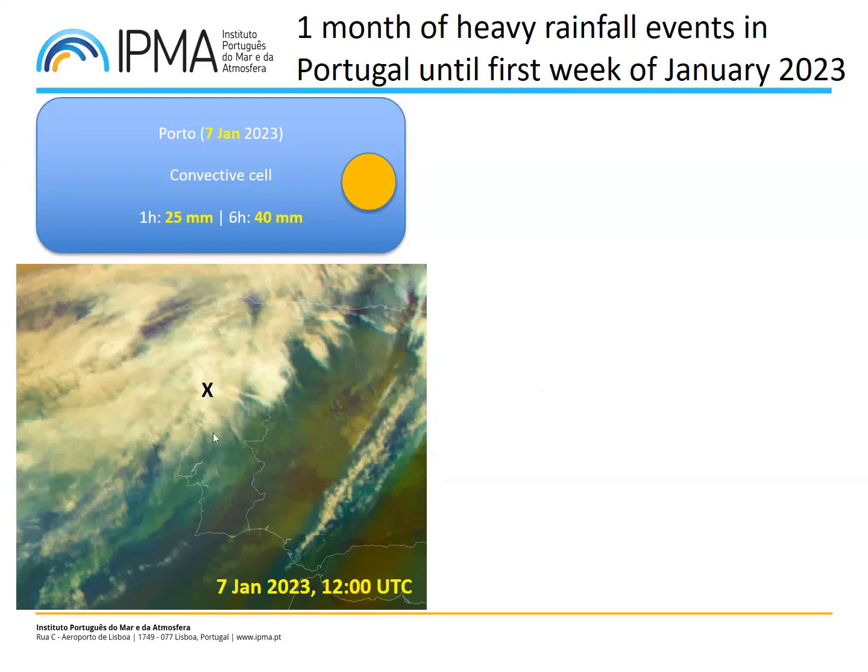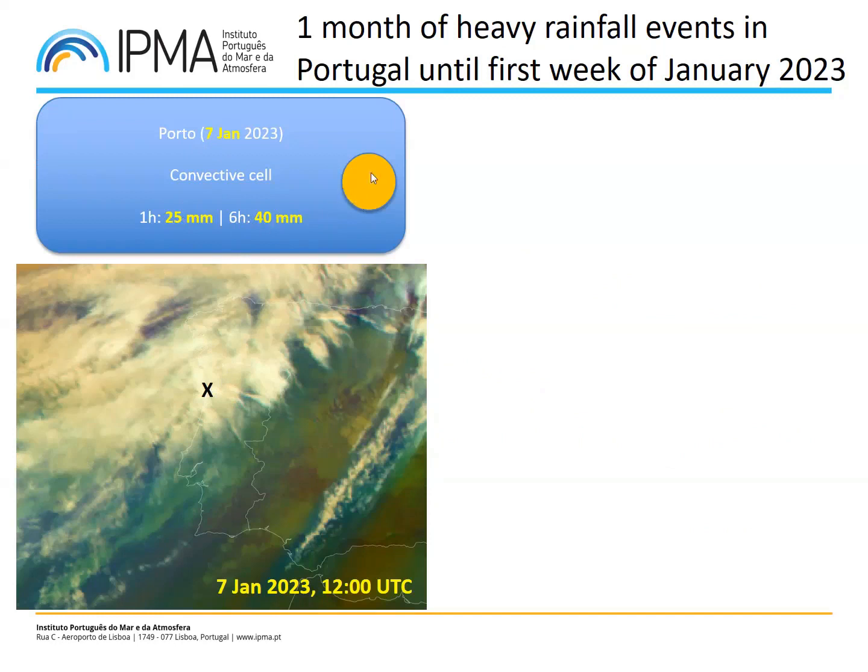It was in Porto. It's the city here in the north of Portugal. On the 7th of January, we had a convective cell there that gave 25 millimeters in 1 hour, not that high a value, and 40 millimeters in 6. This is for us an orange event.